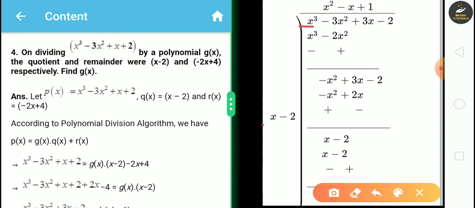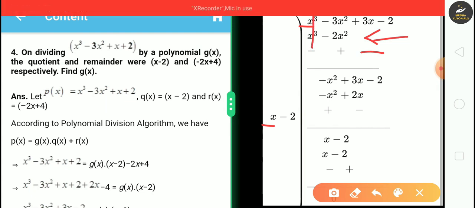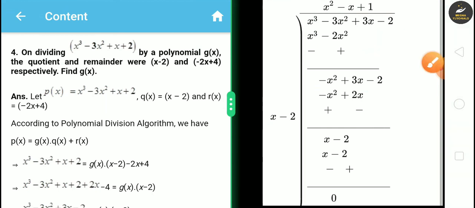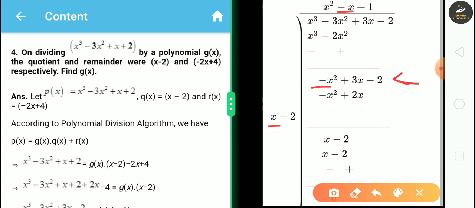So first term upon first term, x cube upon x is x square, multiply x square with the whole divisor to get x cube minus 2x square, then change the sign, plus 2 minus, minus 2 plus. So x cube minus x cube is 0, minus 3x square plus 2x square is minus x square, and plus 3x minus 2 we will write as it is. So the next step is minus x square plus 3x minus 2. Then first term upon first term, minus x square upon x is minus x, multiply minus x with the whole divisor, then we'll get minus x square plus 2x, then change the sign, minus 2 plus and plus 2 minus.